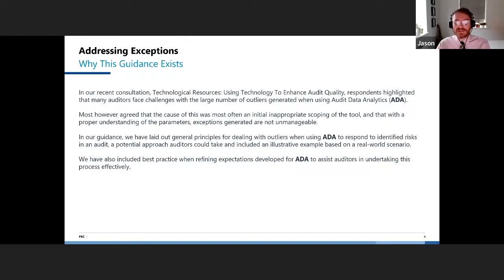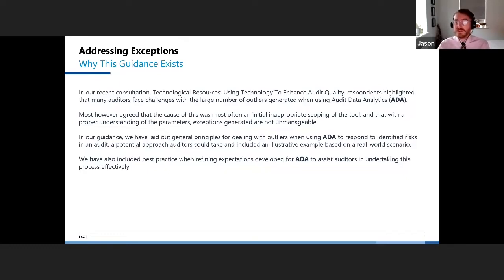What that led to in a practical sense, and we saw this in quite a few inspections, is people spending huge volumes of time looking at exceptions, which might not have even really been exceptions. They weren't truly a problem with the population. They were an issue with how the tool had been done.